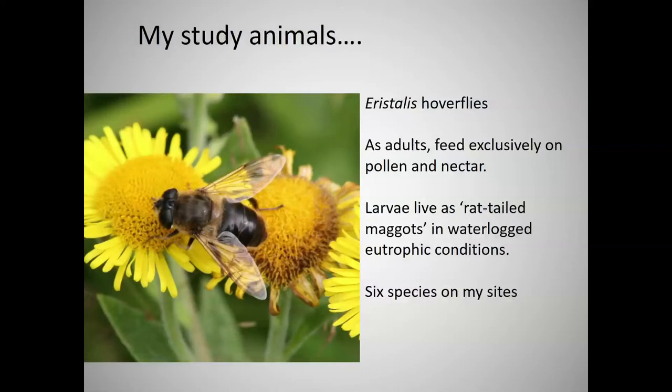So this is something that I wanted to explore in my PhD. And these are my study animals, the Eristalis hoverflies. They're very common. If you have a garden in Britain, you'll probably have them in your garden. As adults, they feed exclusively on nectar and pollen. As larvae, they exist as rat-tailed maggots in eutrophic waterlogged conditions.